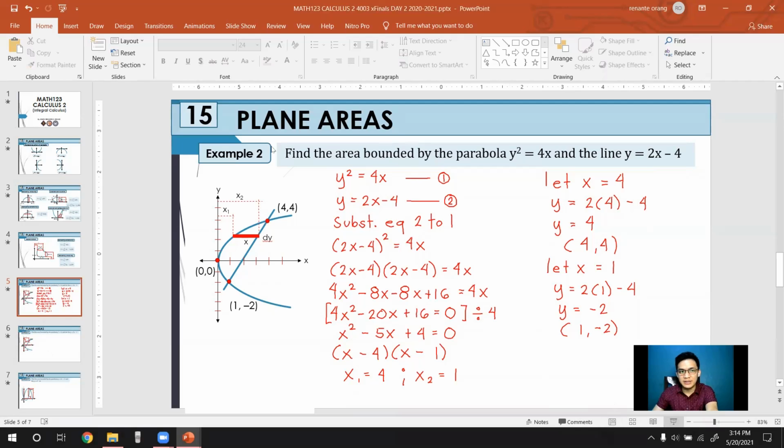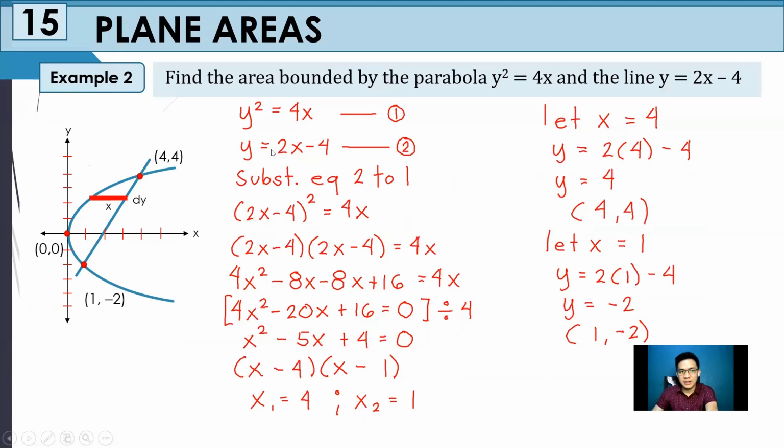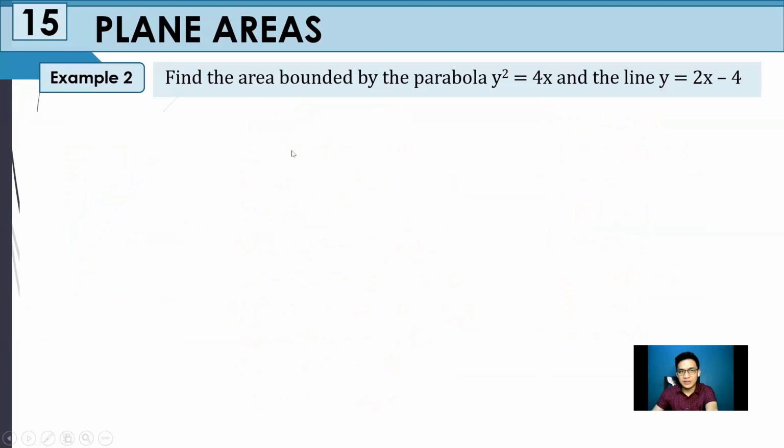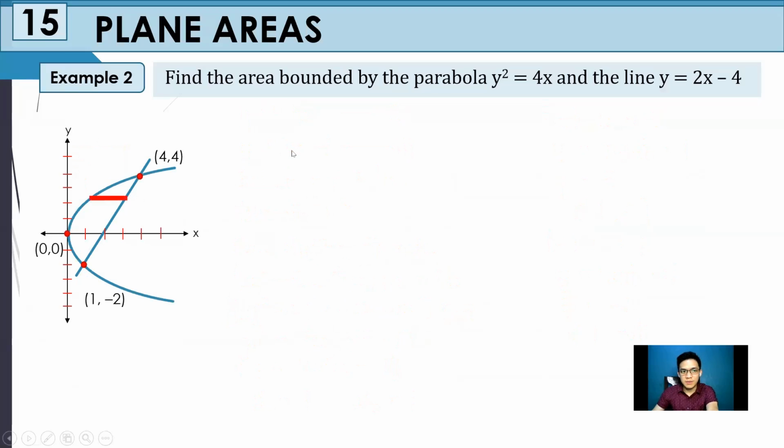So, i-copy natin yon, di ba? Ayan. Copy lang natin siya. So, itong equations, di ba? Ayan. So, copy lang natin. Y squared is equivalent to 4x. That would be our first equation. And our second equation is y is equivalent to 2x minus 4. Ayan. Yan yung label, di ba?